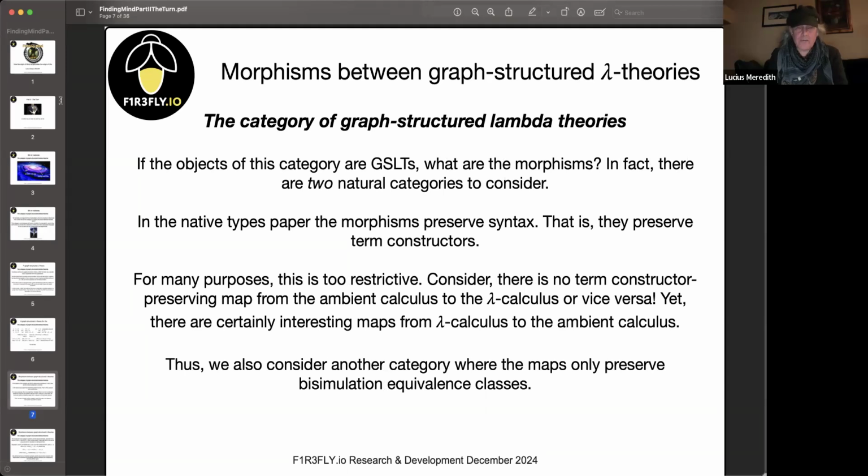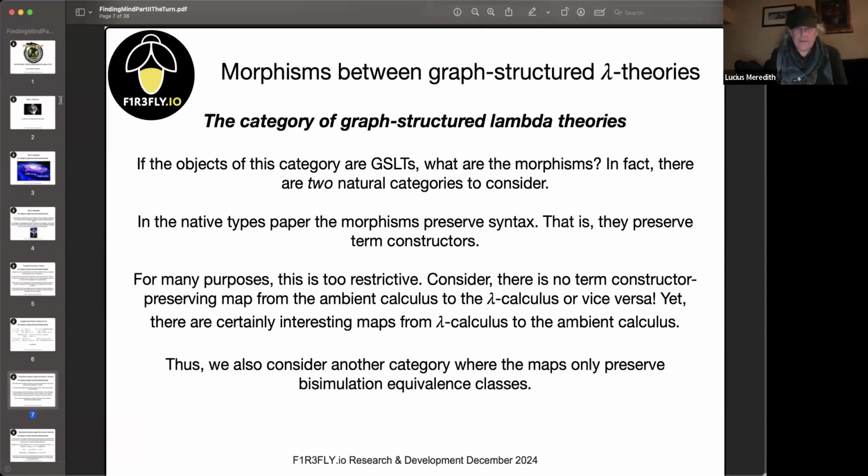In particular, if I were to try to get morphisms between, say, the ambient calculus and the lambda calculus, attempting to preserve term constructors is nonsense, because the lambda calculus application is not commutative, whereas the parallel composition in the ambient calculus is certainly commutative.